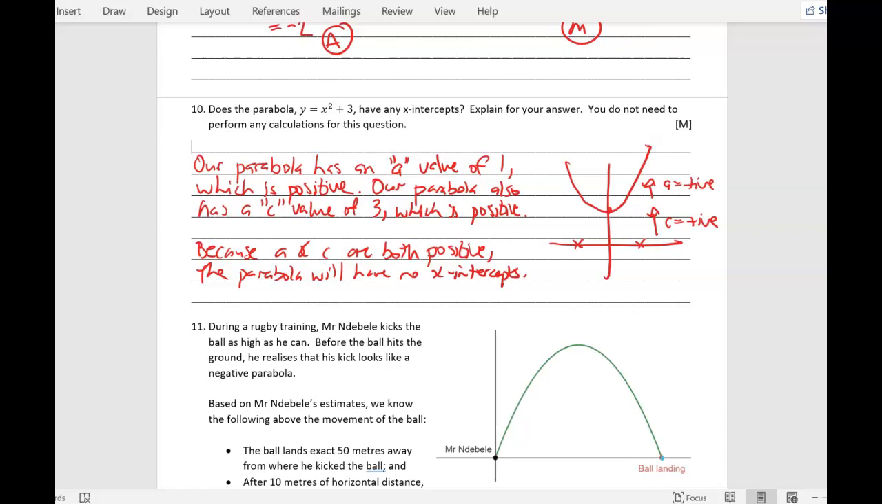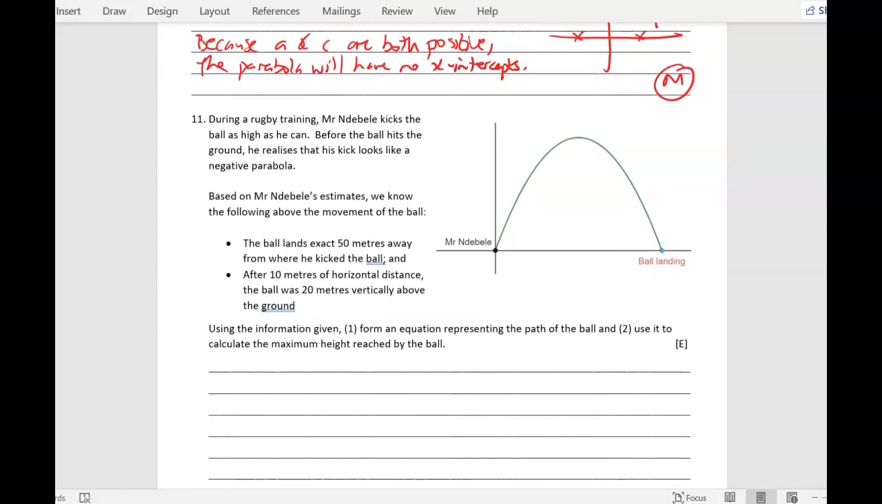So if you talked about one of the 2 values only, that's when we gave you achieved. If you chatted about both a and the c being positive, that's how you got a merit. And our final question, question 11.